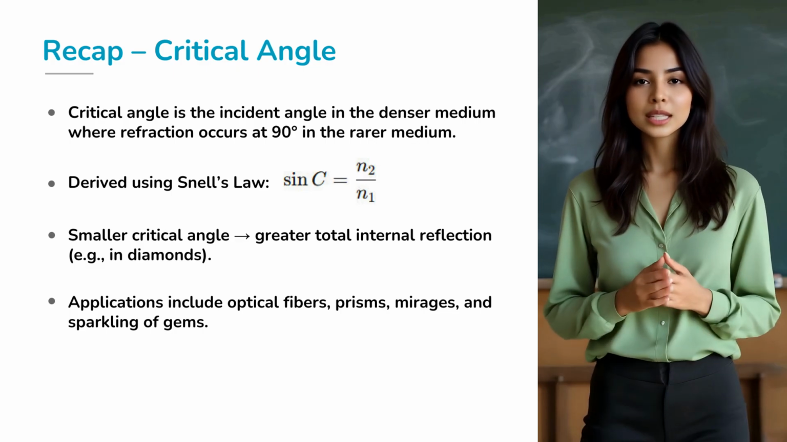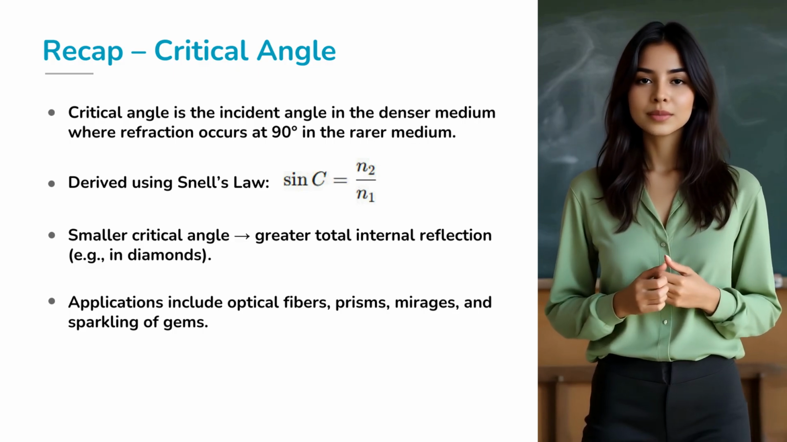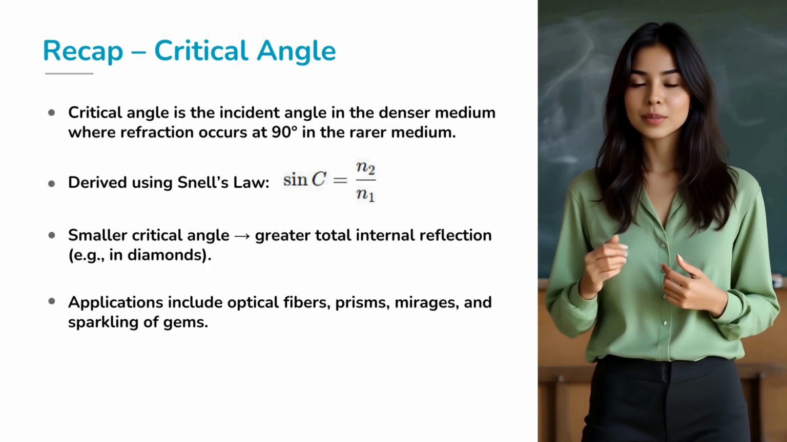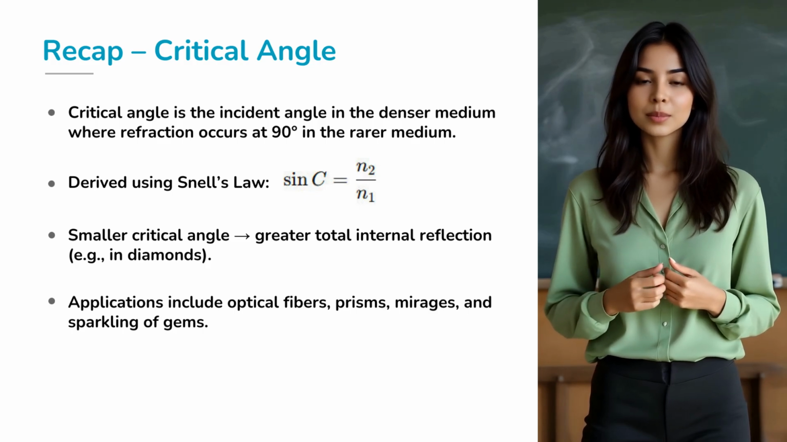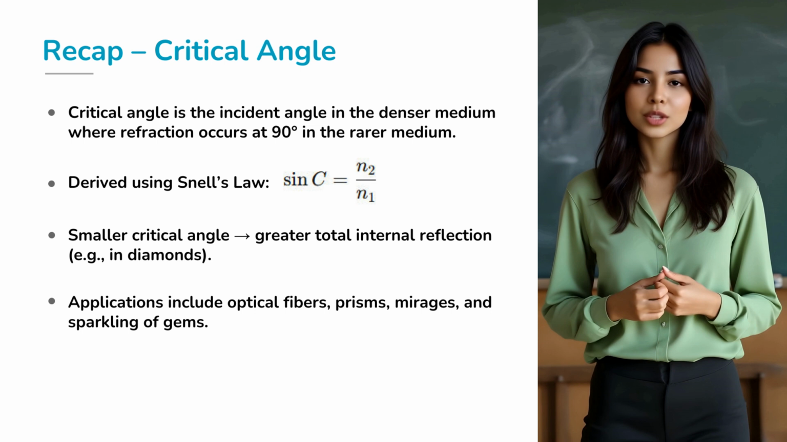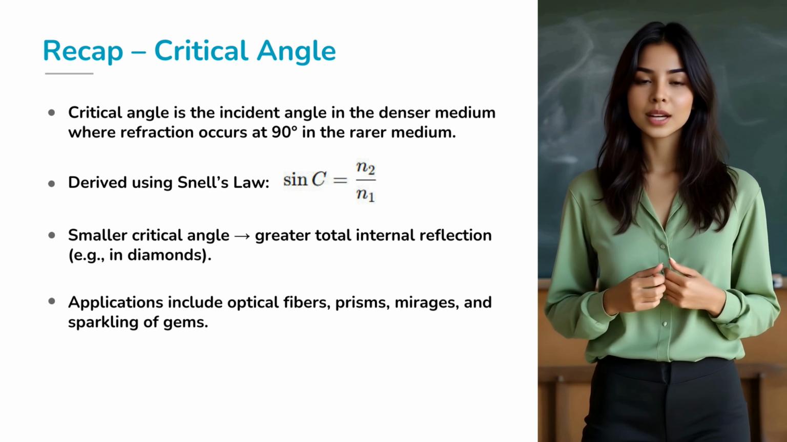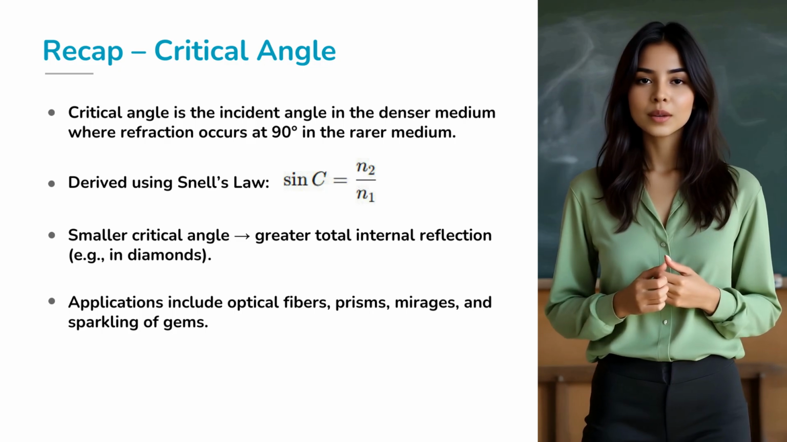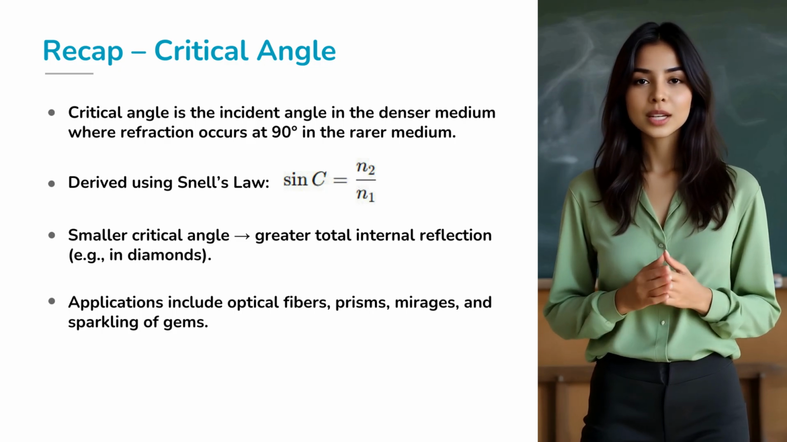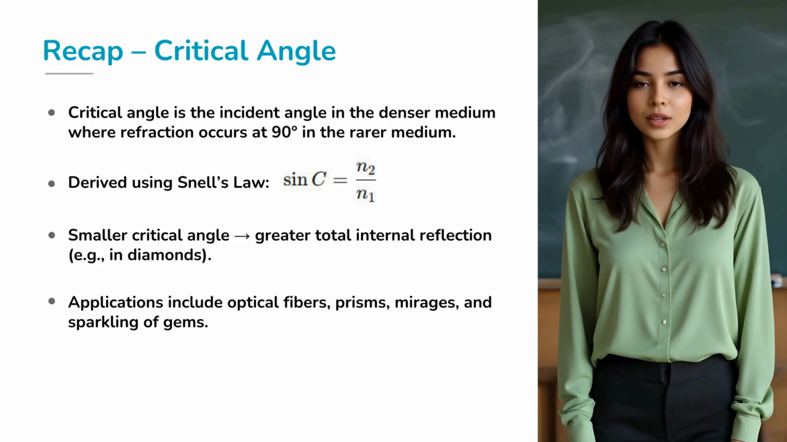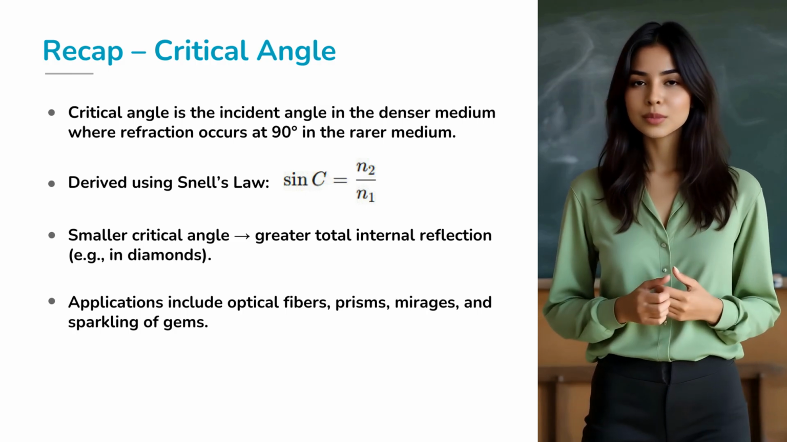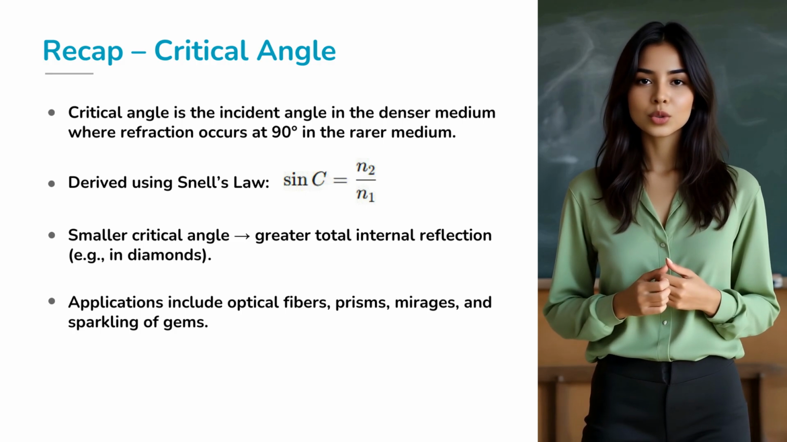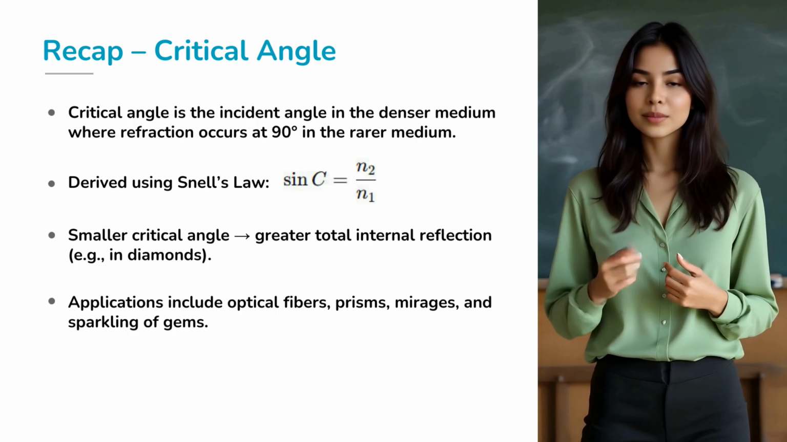Alright, let's quickly recap what we've learned today. The critical angle is the special incident angle in the denser medium where the refracted ray just grazes along the boundary at 90 degrees in the rarer medium. Using Snell's law, we derived its formula sin C equals n2 by n1. We saw that the smaller the critical angle, the more total internal reflection occurs.